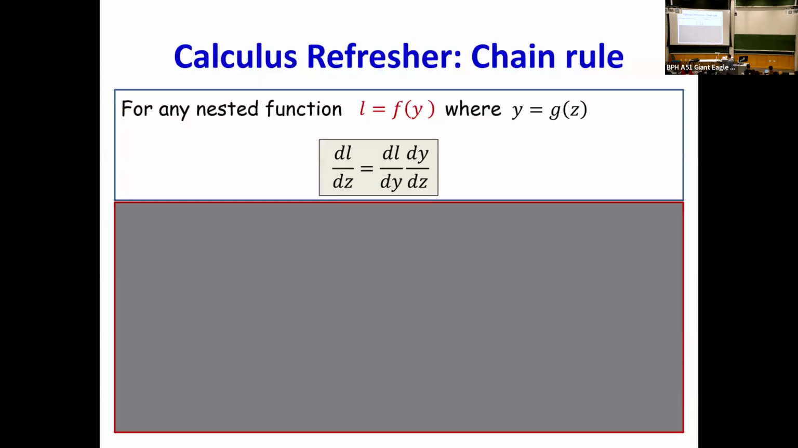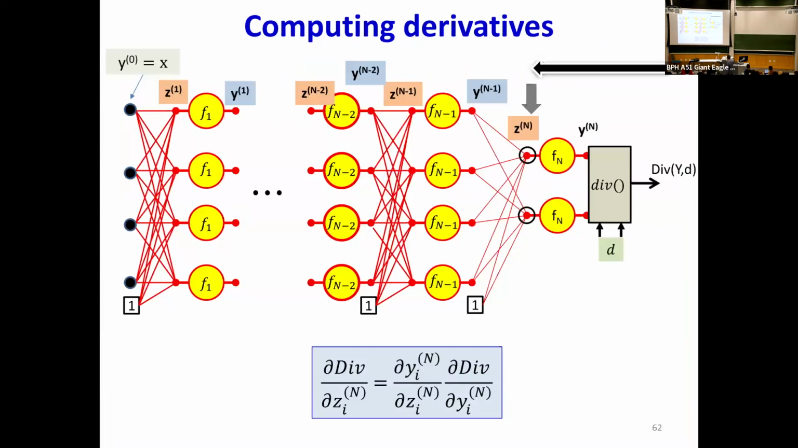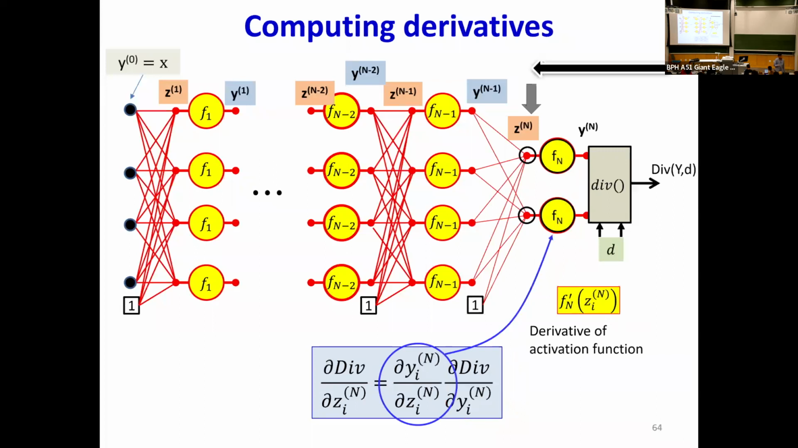And then you have the Z. So applying this rule, the derivative of the divergence with respect to Z is the derivative of the divergence with respect to Y times the derivative of Y with respect to Z, right? Out here. Now this first term, we assume we already have. This second term over here, which is the derivative of Y with respect to Z for each of the neurons, that's just the derivative of the activation function for each of the neurons, right? And that derivative must be computed at the current value of Z. And we have already obtained Z during the forward pass.